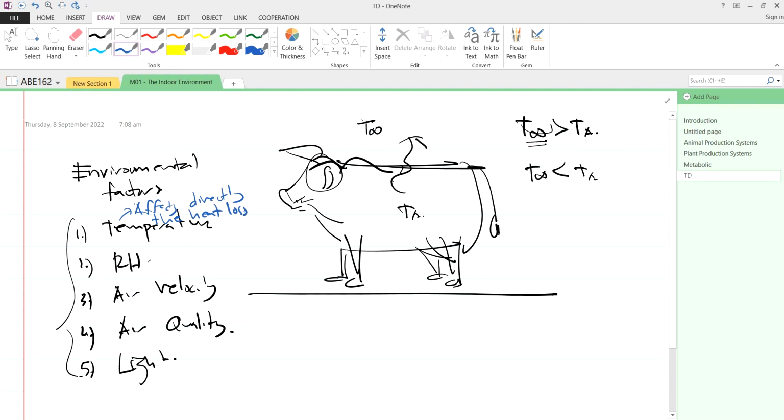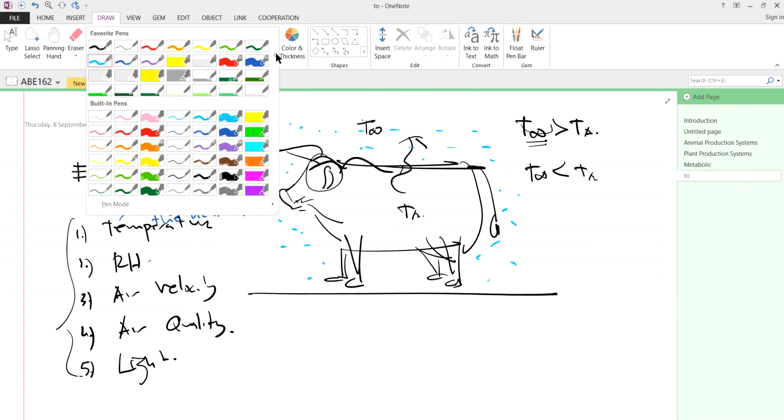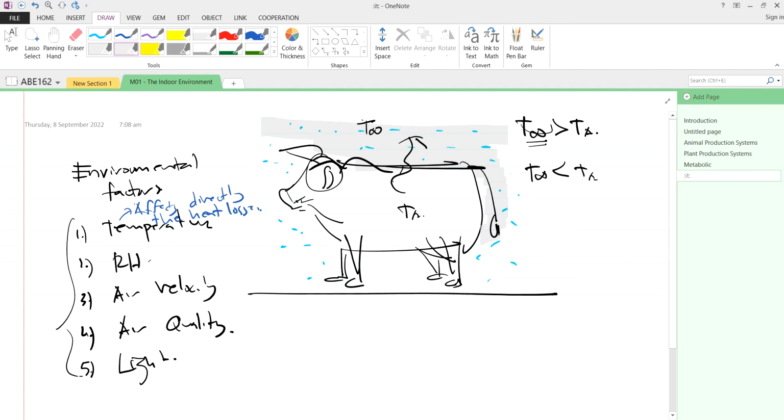Now for the RH. When you say relative humidity, the outside air actually has moisture content. So let's say there's a lot of moisture content in the air. How's that going to affect the performance of the animal? Let's say here's the air, and this is just exaggerated, that we have this moisture or water vapor in the air.